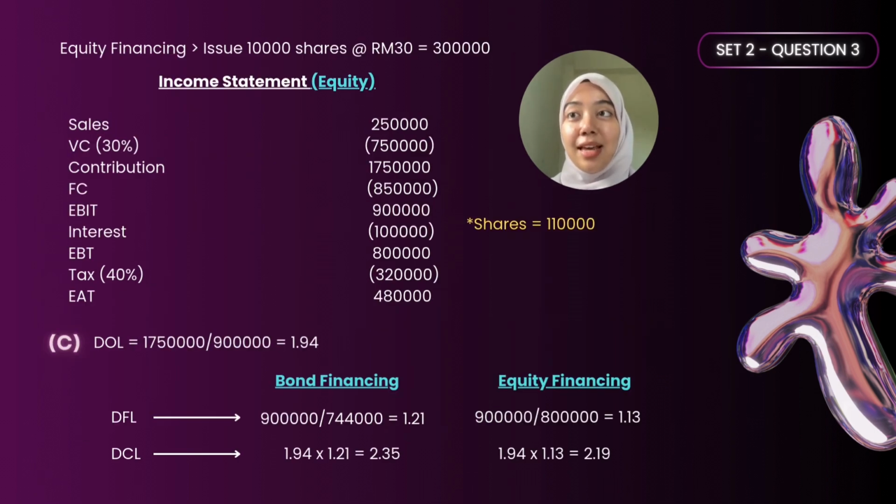As for equity financing, they issued 10,000 shares at 30 ringgit, which will equal 300k. For the income statement for equity, from sales to EBIT is the same as the bond. The interest will be 100k, the EBT will be 800k, the tax is 320k, and EAT will result in 480k. Moving on to part C, the DOL is 1.94, and DFL for bond financing is 1.21, and equity financing is 1.13. Meanwhile, the DCL for bond is 2.35 and DCL for equity is 2.19.